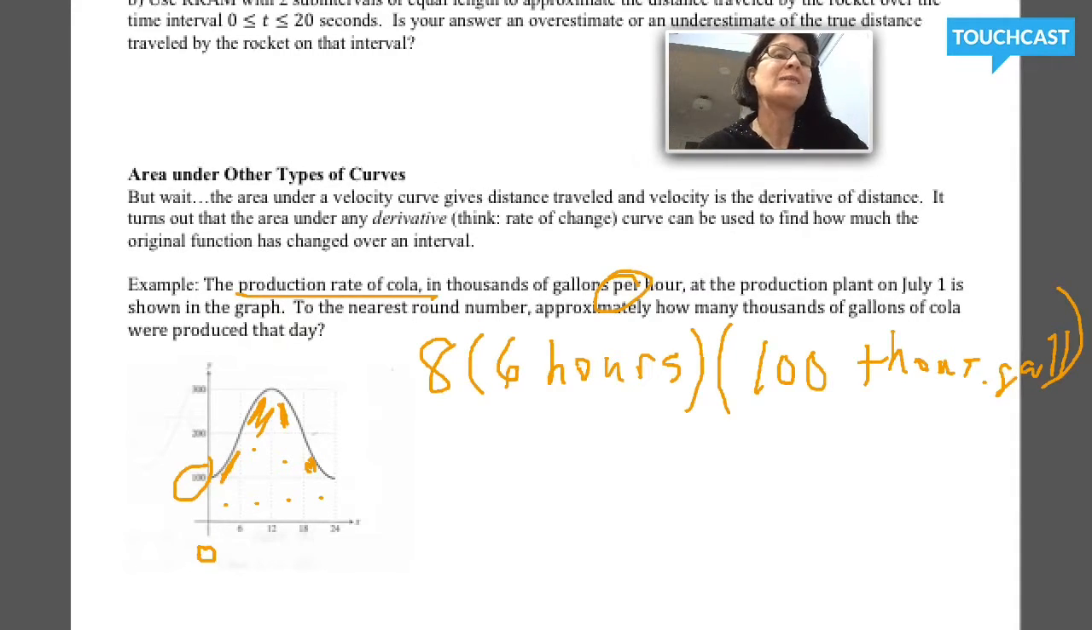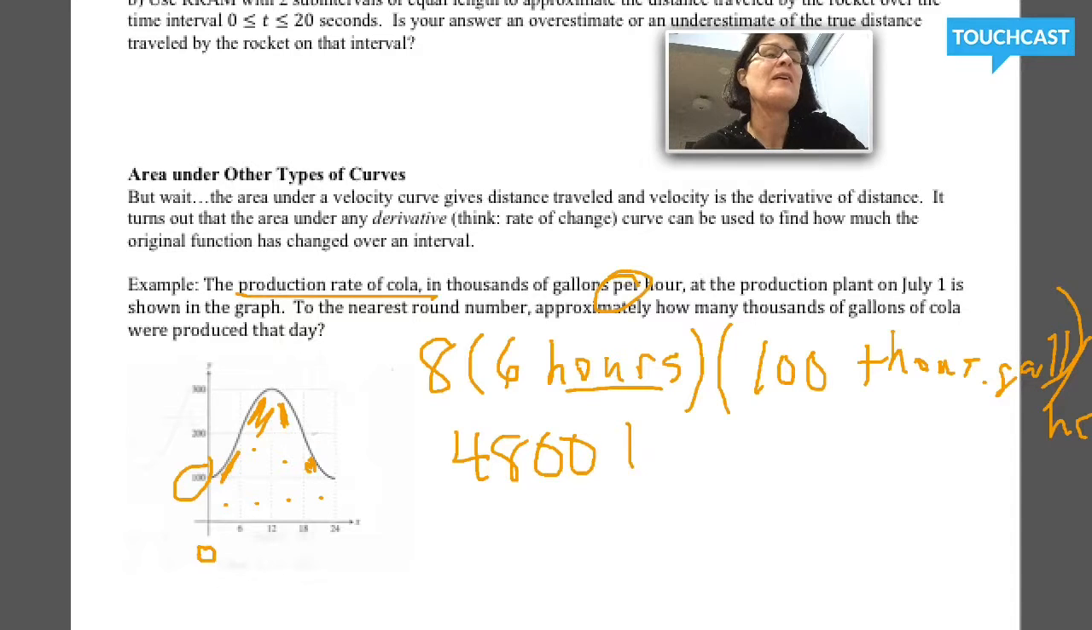So I'm going to use the number part here and then thousands of gallons as a unit. So that's 8 times 6 is 48 with 2 zeros, so 4800. That's thousands of gallons per hour times hours. So that's 4,800,000 gallons.